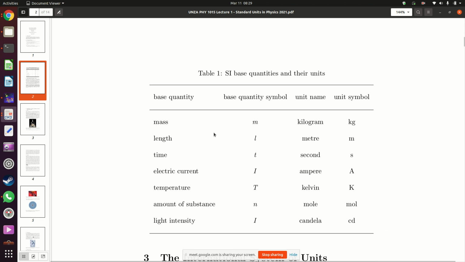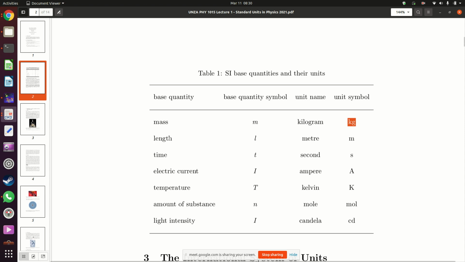This table shows you the 7 base quantities which were chosen. The first one is mass, the second is length, then time, electric current, temperature, amount of substance, and light intensity. The symbol for mass is small m, that's what we use in physics. The unit for mass is the kilogram, and the symbol for the kilogram is kg, small k and a g.